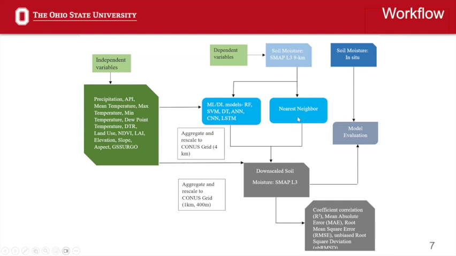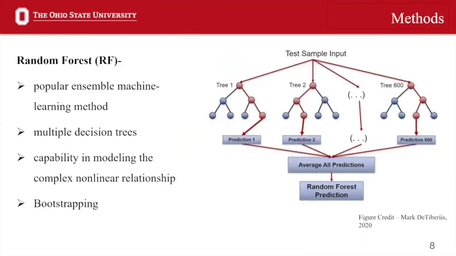So first I will apply nearest neighbor interpolation to come up with a common spatial resolution, which is 4 kilometer. Then I will apply some machine learning models: random forest, support vector machine, nearest neighbor, convolutional neural network, and LSTM, long short-term memory. When I have the downscaled soil moisture products, the models will be evaluated, and accuracy metrics such as correlation coefficient, mean absolute error, RMSE, and unbiased RMSD will be calculated, and that's how we will try to answer our research question.